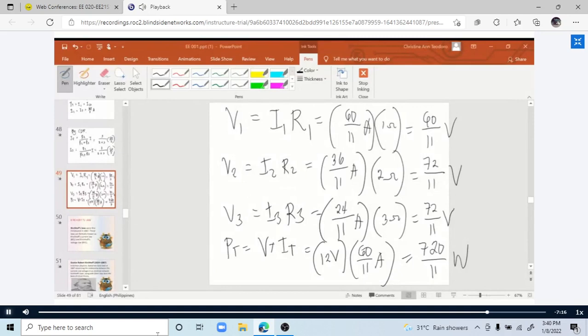Okay, so that would be the answers for this circuit. Any question? Question, clarification?